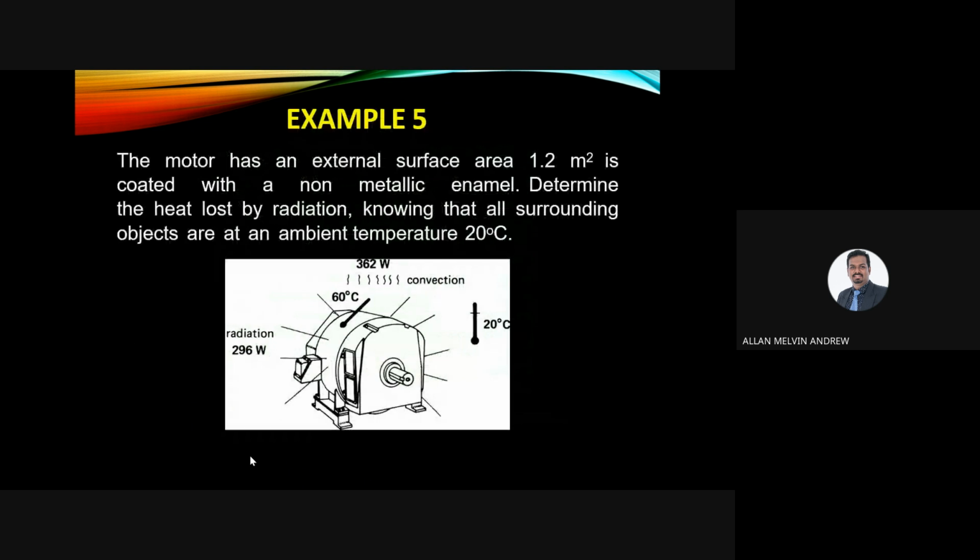Okay, so last example for today. The motor has an external surface area of 1.2 meter square and is coated with a non-metallic enamel. So we are coating this motor with a non-metallic enamel. Determine the heat loss by radiation, knowing that all surrounding objects are at an ambient temperature of 20 degrees Celsius. So the surrounding temperature is 20 degrees Celsius.